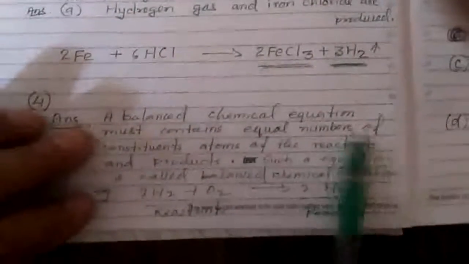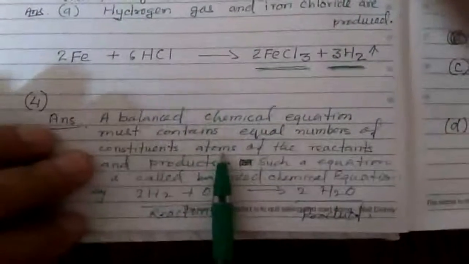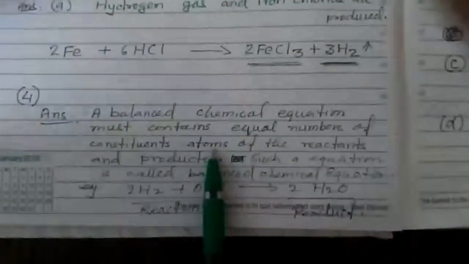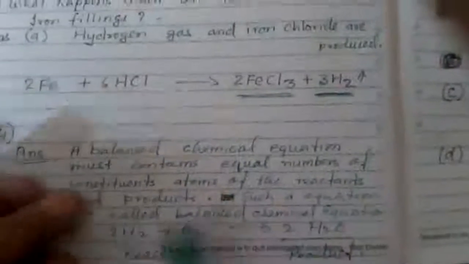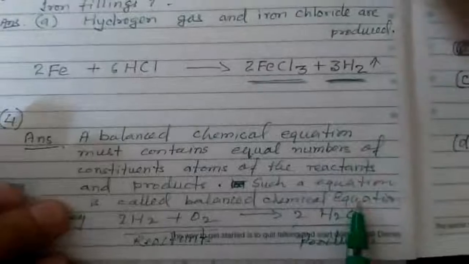Question number 4. What is a balanced chemical equation? Why should a chemical equation be balanced? Come to the answer. A balanced chemical equation must contain an equal number of constituent atoms. Constituent atoms means the atoms of which the reactants and products are made up. Such an equation is called a balanced equation.